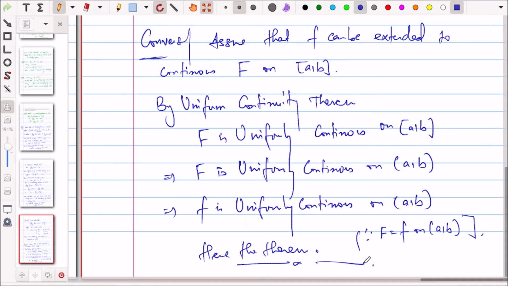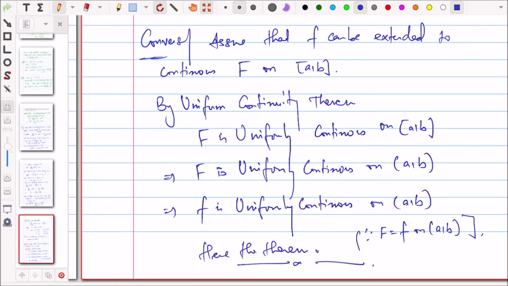So basically what we have proved is that if we need to talk about uniform continuity of a continuous function on an open interval (a,b), then we just need to check its limit at the endpoints. If the limit at the endpoints exists, then we will say that the function is uniformly continuous on the open interval (a,b). But if the limit does not exist, then we will say that the function is not uniformly continuous on the open interval (a,b).